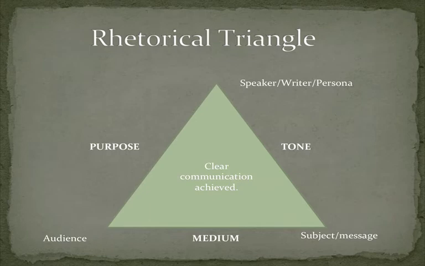So in order for clear communication to be achieved, we want all points of the rhetorical triangle to be working together, working on the same level of formality, working on the same level of diction, which is word choice, tense, phrasing, cadence. We want all of these things to be appropriate for the message we are trying to send and to communicate. And if we can get them all aligned, then we have achieved clear communication.